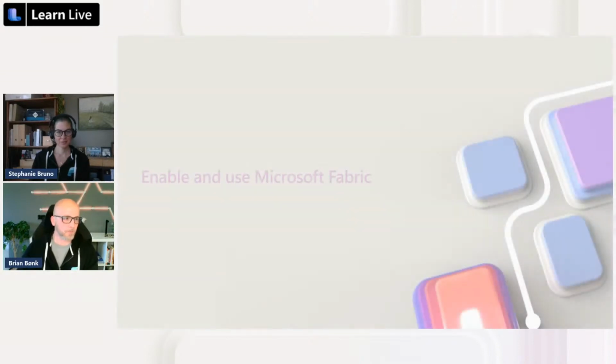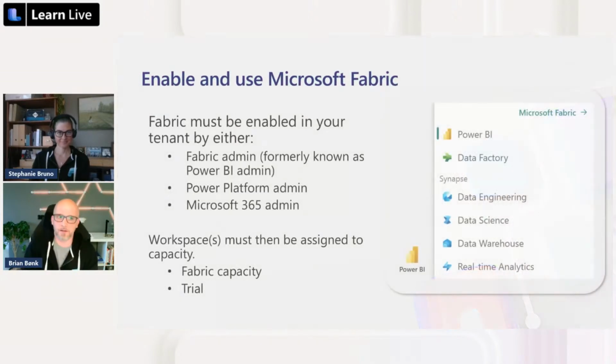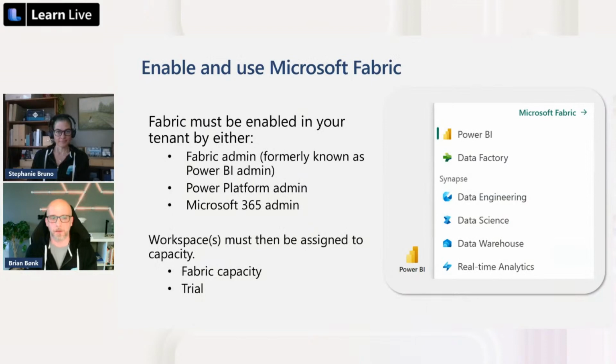And I think we are on our way to enable Fabric. How do we use Fabric? How do we get it started? You have different ways. It must be enabled on your tenant, either by the Fabric admin, formerly known as the artist, formerly known as Power BI admin, because right now Power BI will be, it's just Fabric all over the place. Or if you have a Power Platform admin or Microsoft 365 admin, those three roles in your organization can now go in and enable Fabric on your tenant.